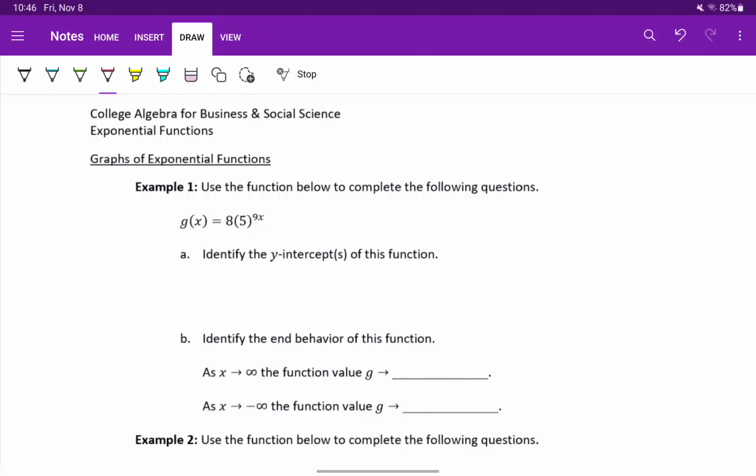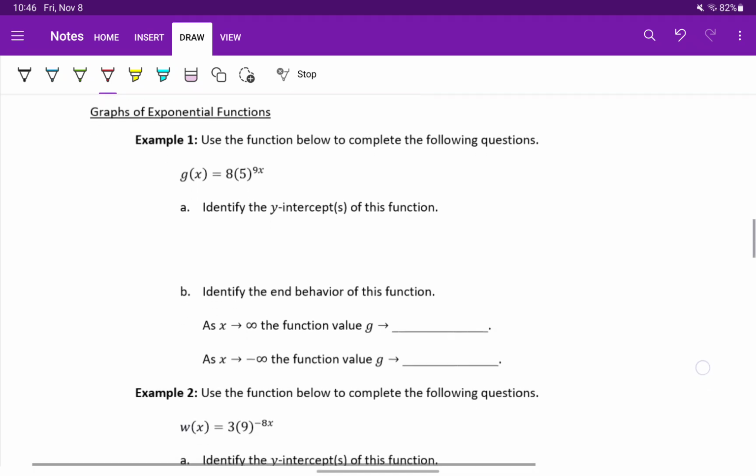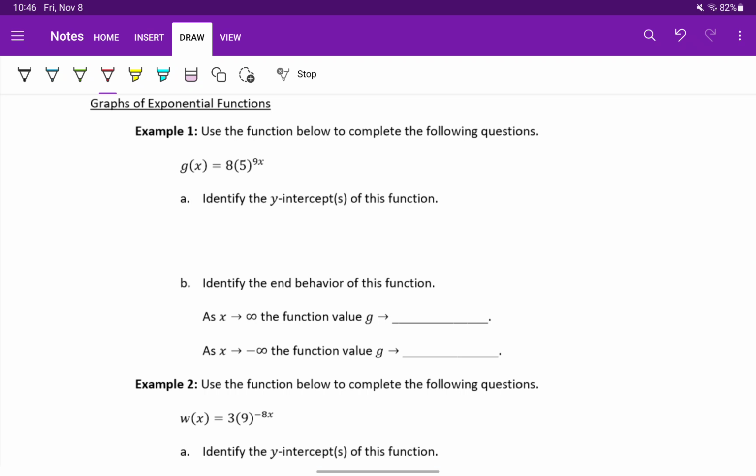In the next few examples, we want to look at finding the y-intercept of a given exponential function and then talk about its end behavior. In example 1, we have the function 8 times 5 to the 9 times x power. So keep in mind that 5 is being raised to the power 9 times x. All of that is in our exponent.